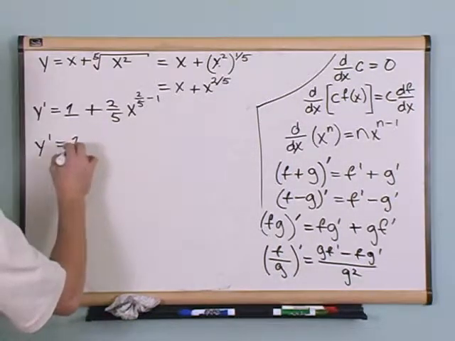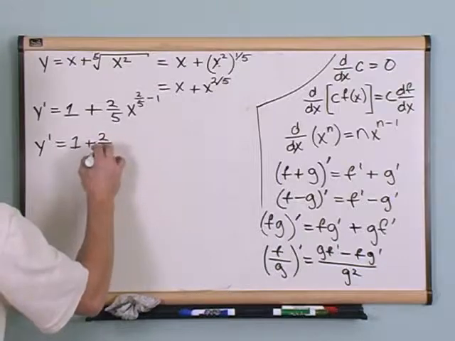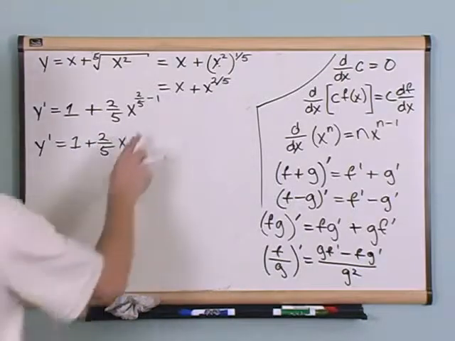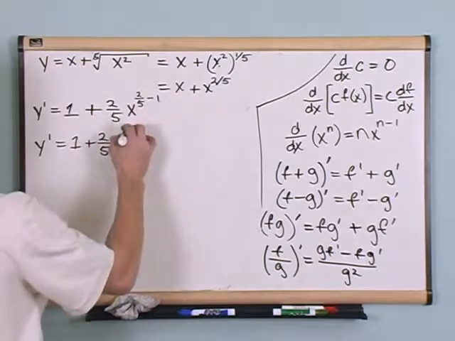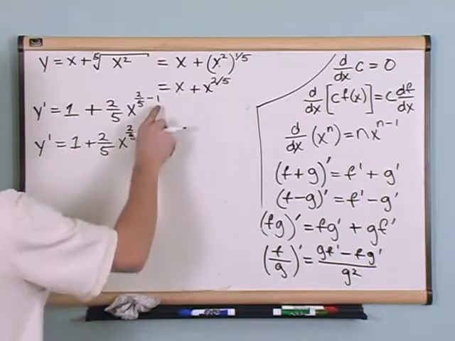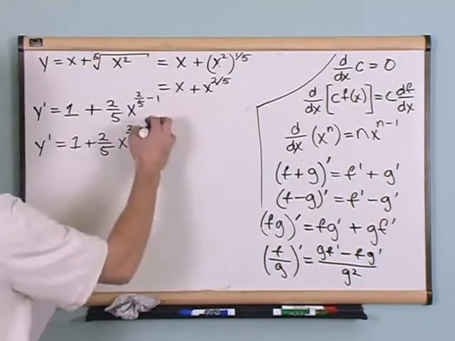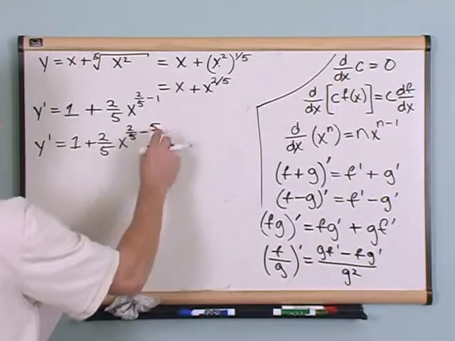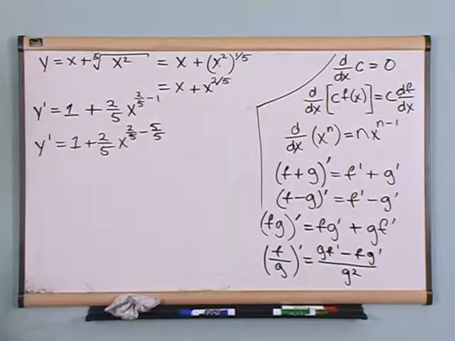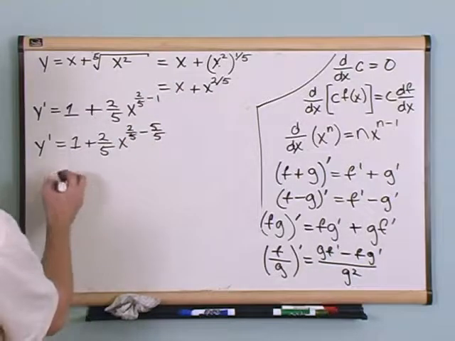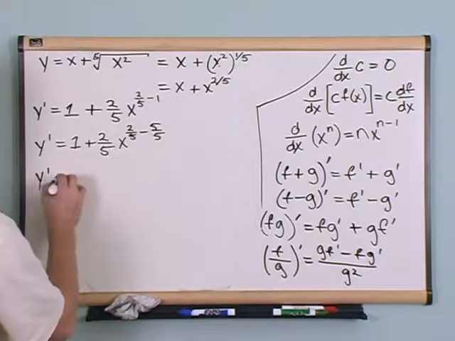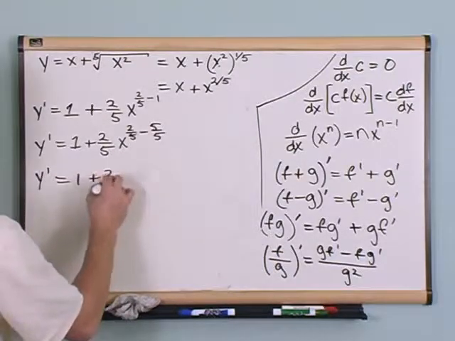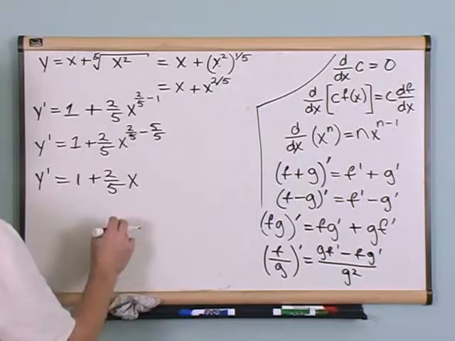So then this is just 1 plus 2/5 x. Now here I want to simplify this. So I'm going to have 2/5 minus... I'm going to rewrite 1 as 5 over 5, because 5 over 5 is 1. I haven't changed anything. I've just made it easier to do these fractions here. So y prime is 1 plus 2/5 x.